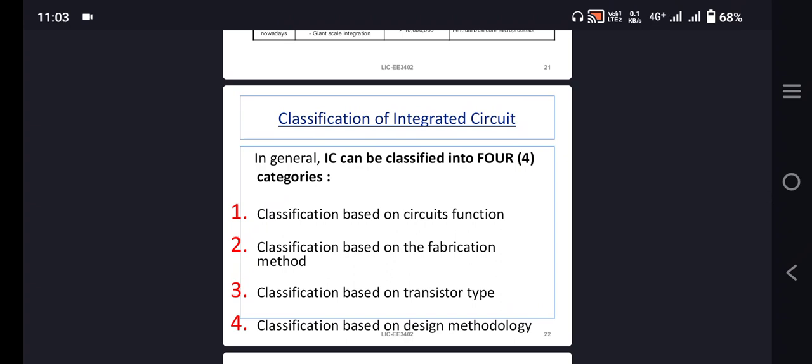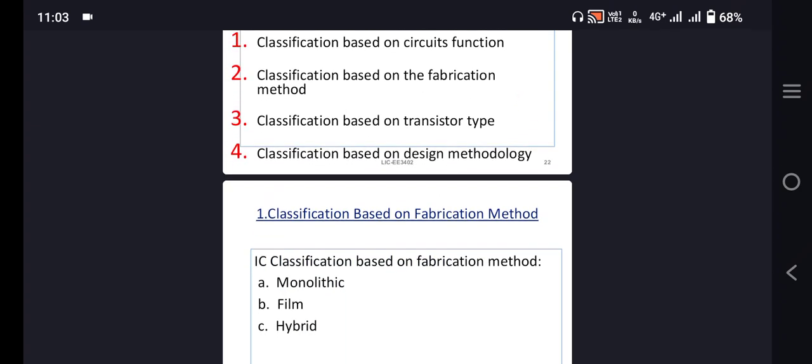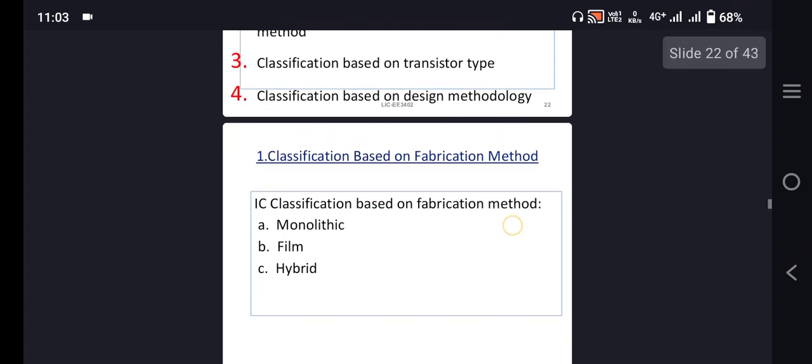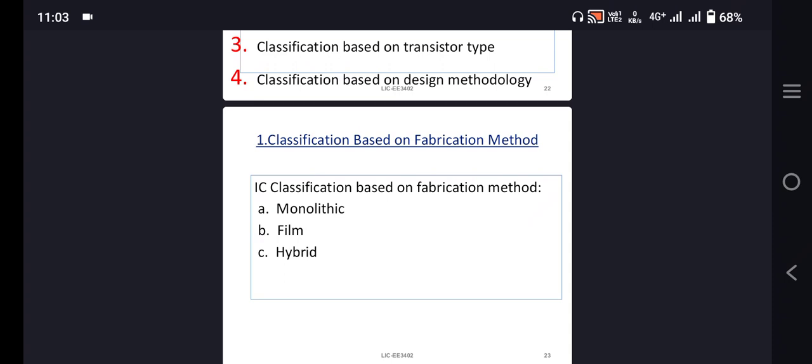Classification. The second topic in the first unit is classification of integrated circuits. The IC can be classified into 4 categories. The first category is classification based on circuit function. Second, classification based on fabrication method. Third, classification based on transistor types. Fourth, classification based on design methodology. The first classification, that is fabrication method, is again classified into monolithic, film, and hybrid ICs.